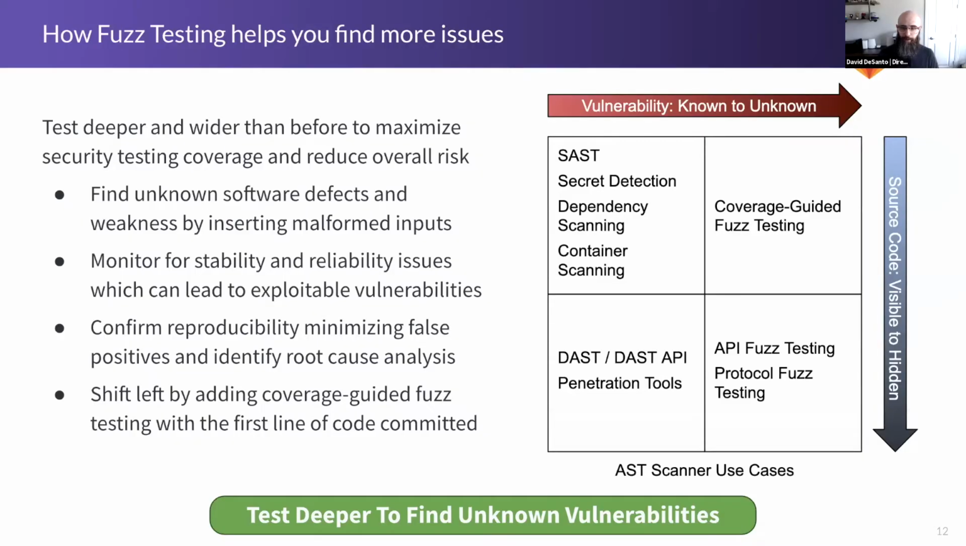The point I want to drive home with fuzzing and why we acquired the companies is kind of captured on the right there with the picture. You can see from left to right is known to unknown vulnerabilities, and then going deeper here is visible to hidden for source code. And our traditional AST features have lived on the left side of that, where things like SaaS can see the source code. DAS doesn't see the source code, it uses the review app. Whereas then on the right, coverage guided fuzzing can see the source code and can find those unknown vulnerabilities. And then the API fuzzing and eventually our protocol fuzzing offering are that bottom right. So it's allowing you to test deeper and wider than you could before.